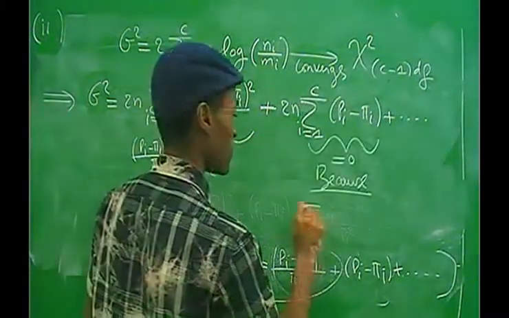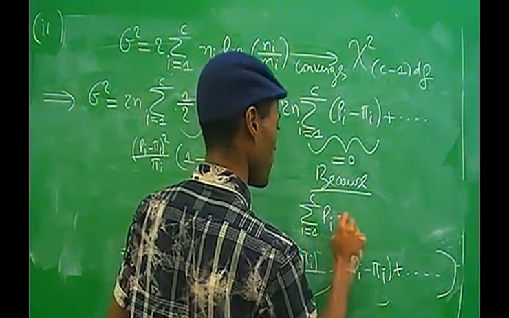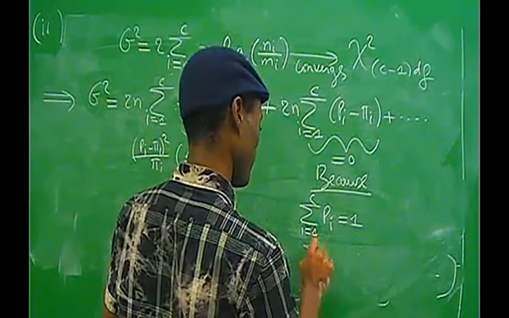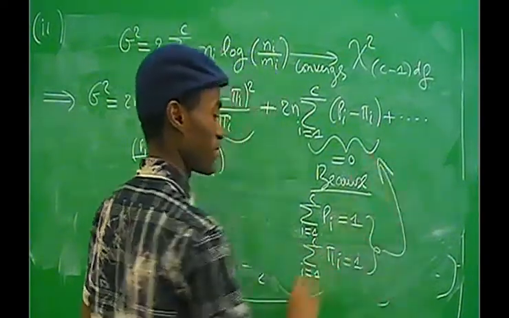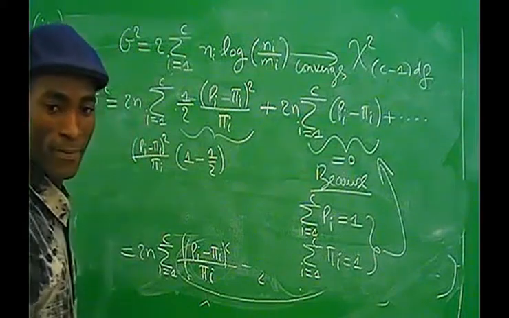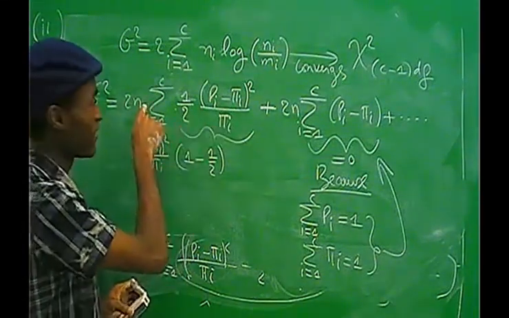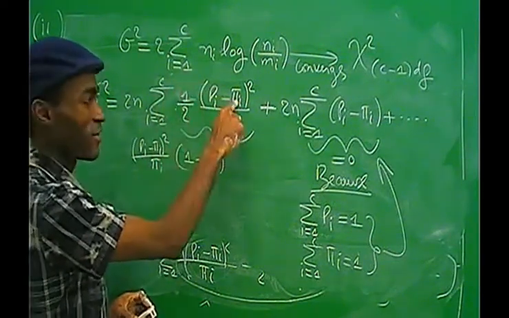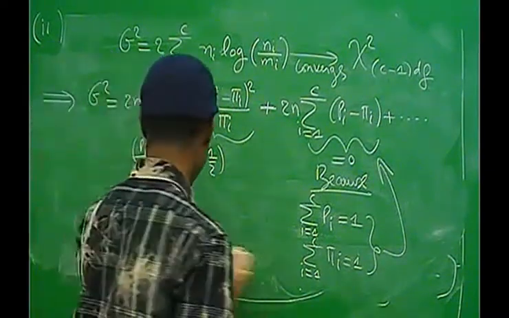Perfect. Okay, the sum of pi I for I equals 1 to c equals what? 1, minus 1 will be 0. So that gives you this. So we end up with this. The 2 goes with 2. We do the same trick, n over n squared goes in. We have our chi-squared. Can you do it?